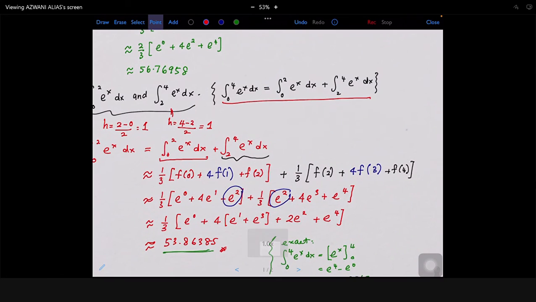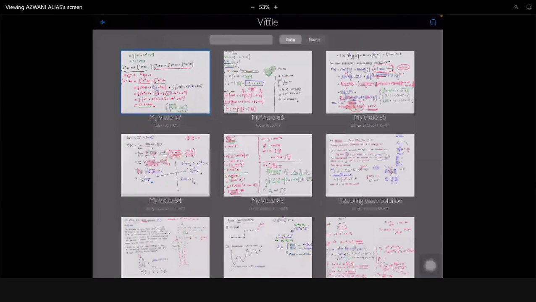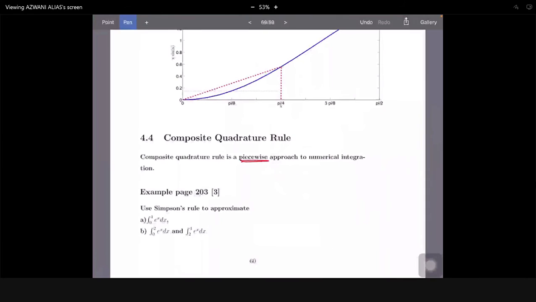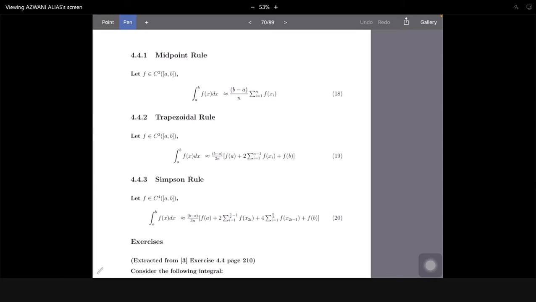Right, jelas? So tu adalah macam mana the intro ataupun the idea wujudnya composite quadrature rule. Okay? Jelas, boleh saya proceed kepada nota. Good. Okay, so kita dah settle yang ni. Okay, we go to the midpoint rule, composite midpoint rule.